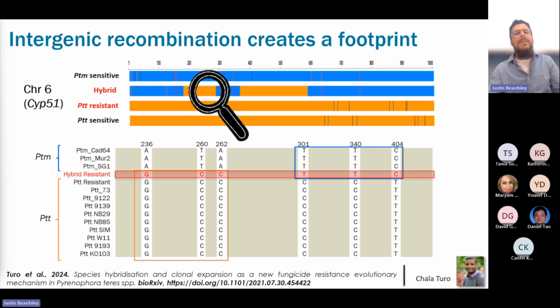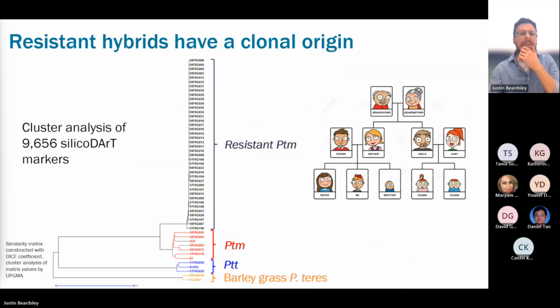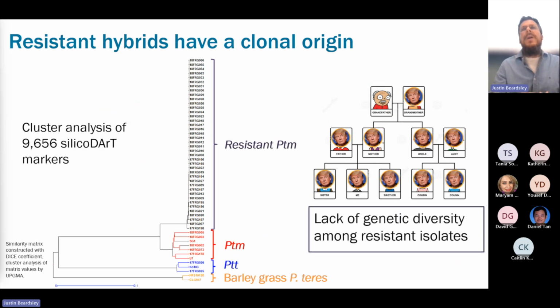But what was even more puzzling is that when we conducted the in silico DArT analysis, pretty much everything that we found in that field was actually the same. It was a clone. So we compared it to PTM, to PTT, and even to a more distant species, barley grasses. And basically they were always just sitting close, but outside. And so they were clones, all right.